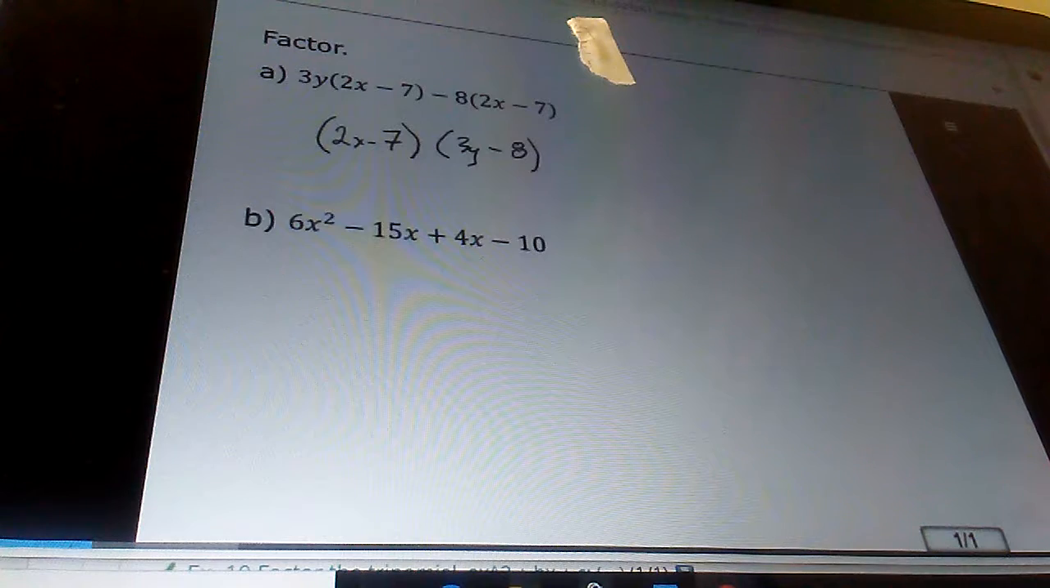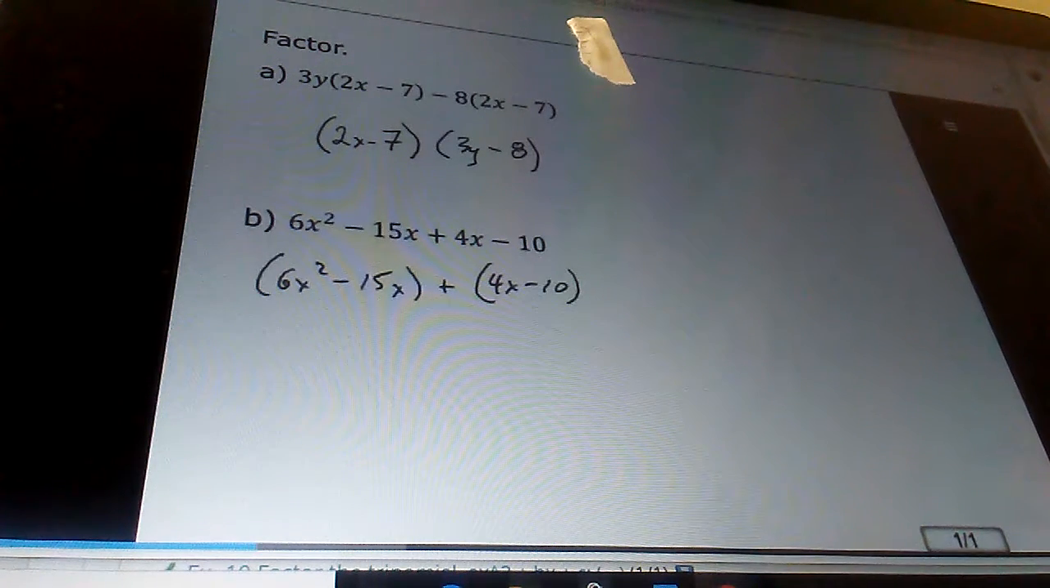Now look at the polynomial in part B. There are 4 terms in 6x squared minus 15x plus 4x minus 10. In this problem, we're going to factor by grouping. Notice that the first two terms have the common factors 3 and x, and notice that the last two terms have the common factor 2. Group the first two terms and the last two terms.